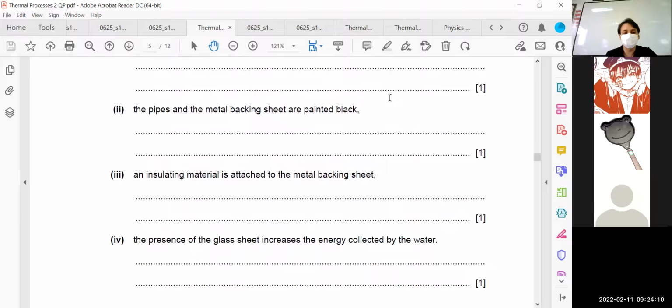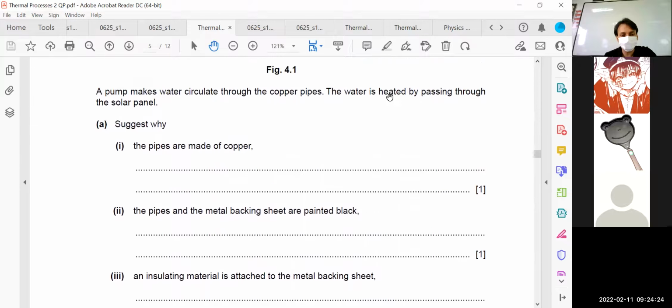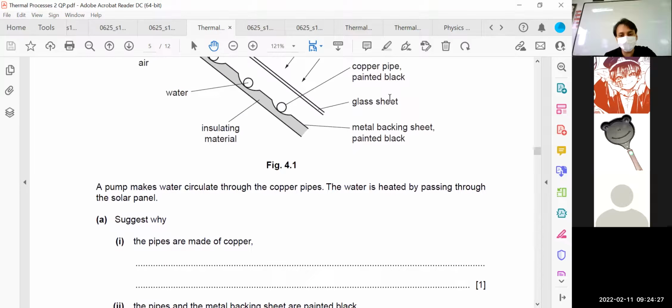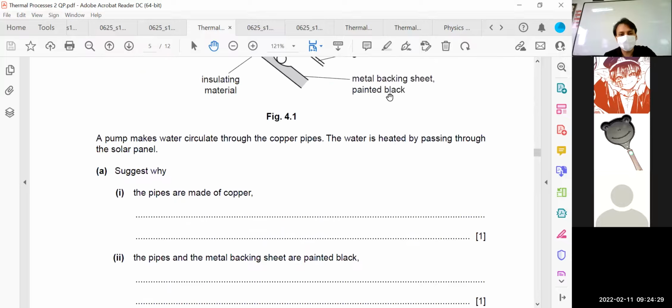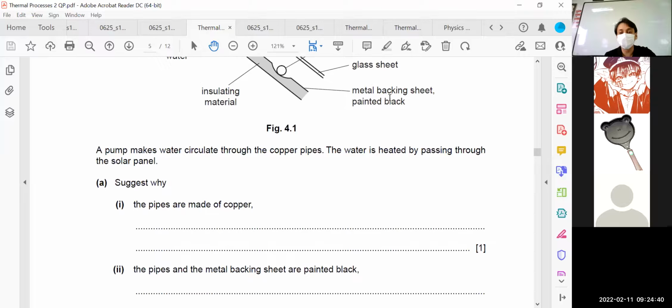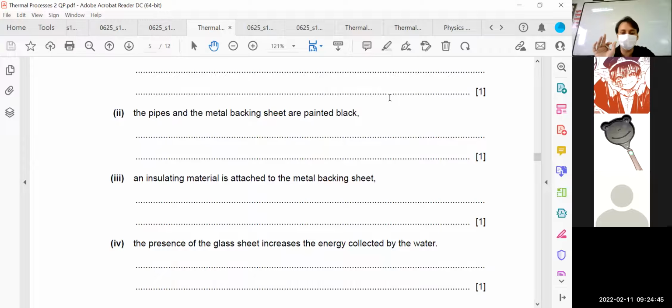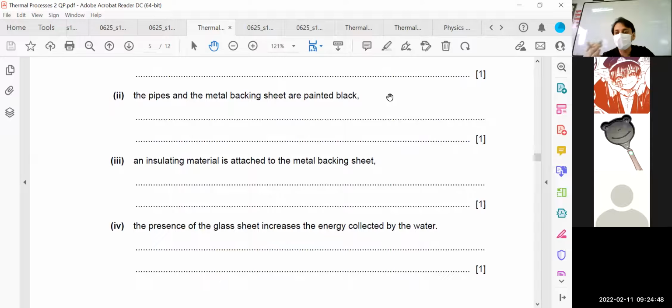Okay. Third one: an insulating material is attached to the metal backing sheet. Look where it is. Solar radiation emission would be reduced so that the temperature won't escape. Yes, so that no heat is lost to the surroundings. Heat loss is reduced. Insulating material is a poor conductor of heat, so that's why insulating material is attached there, so that heat loss could be minimized.